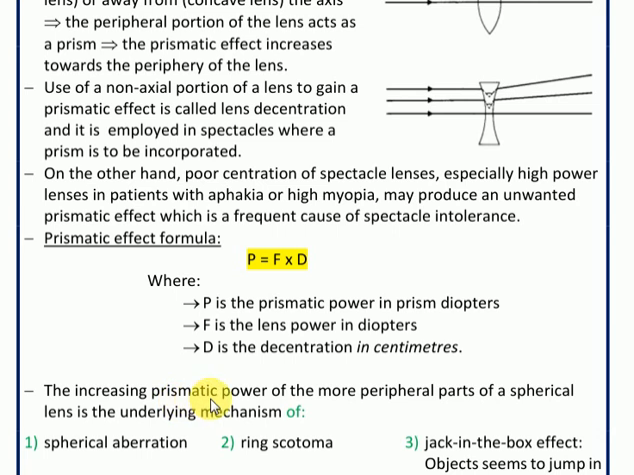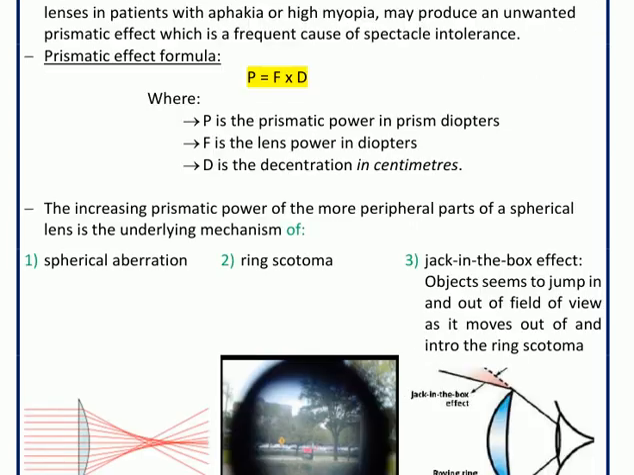Now this increase in prismatic power of the peripheral parts is the mechanism of spherical aberration, ring scotoma, and jack-in-the-box effect. Jack-in-the-box effect, in which the object seems to jump in and out of the field of view as it moves out of and into the ring scotoma.